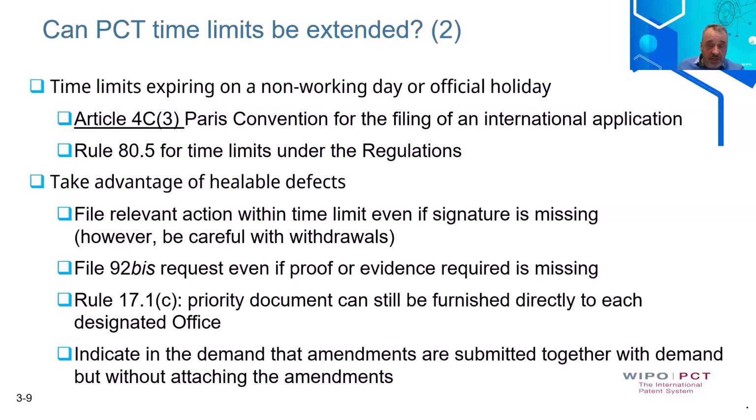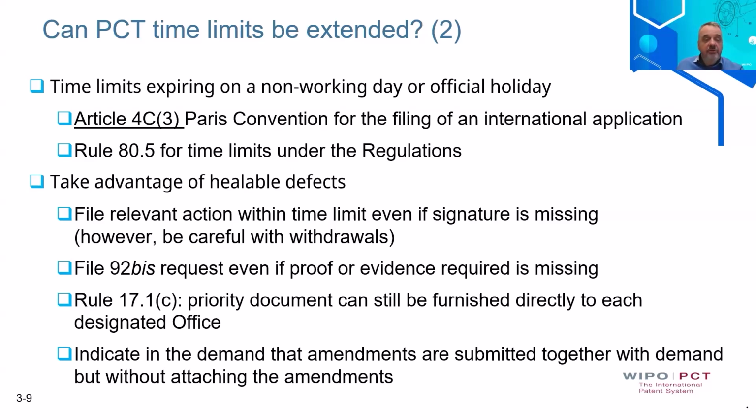And in most cases, in order to meet a time limit, it's really a good idea to make sure that you at least send something to the office that you need to send something to, even if not all elements are present in your submission. So for instance, you need to file a particular action, but you don't have the signatures. Well, you can add the missing signatures later, and that's a healable defect, and it basically will be considered as having submitted in time. The only exception to that is notices of withdrawal.